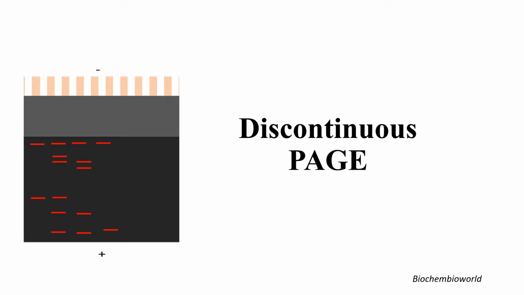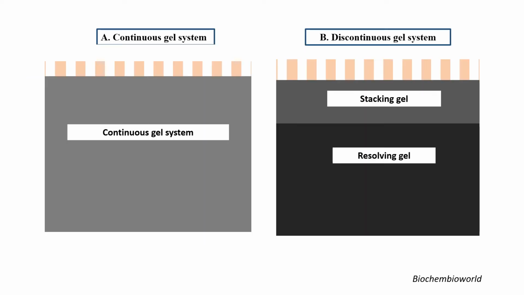Today I'll be discussing discontinuous PAGE, that is discontinuous polyacrylamide gel electrophoresis, in detail. So as the name suggests, PAGE is polyacrylamide gel electrophoresis. Acrylamide is the chemical which is used in the gel formation and to separate the mixture of the components.